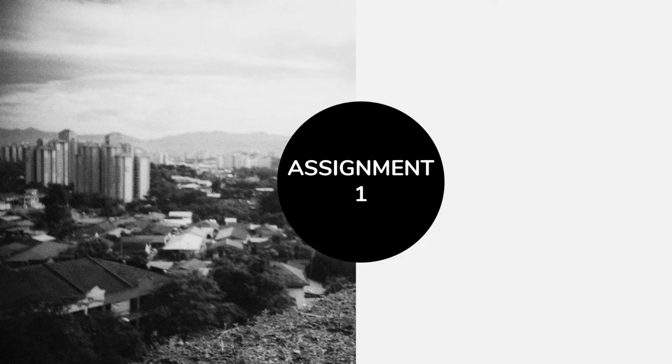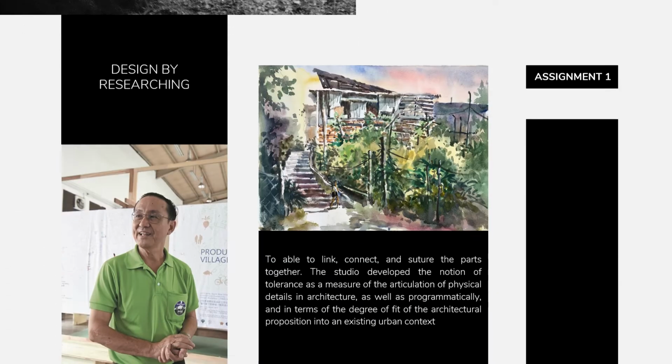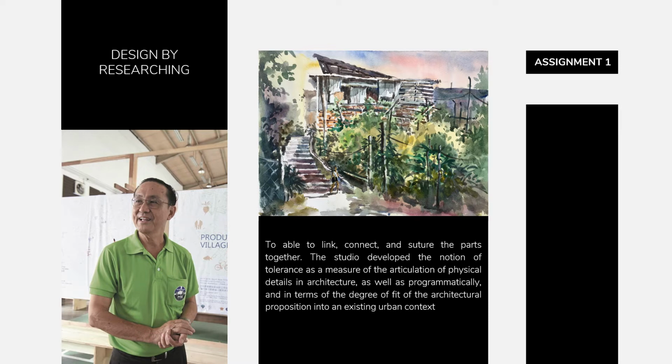Okay, so let's just get started from my Project 1. Our assignment 1 is designed by researching, which helps us to be able to link, connect, and circle the parts together. The studio developed the notion of tolerance as a measure of the articulation of physical details in architecture, as well as programmatically and in terms of the degree of fit of the architectural proposition into an existing urban context.